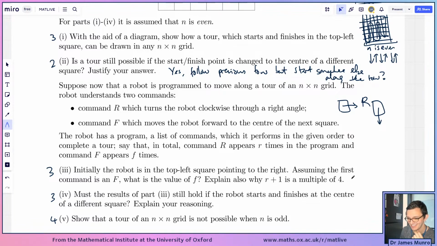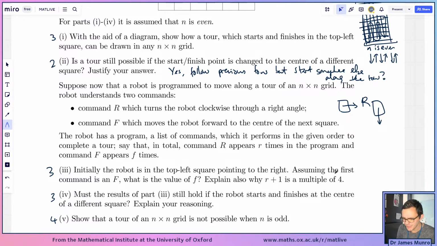Okay. The robot has a program, a list of commands performed in a given order to complete a tour. Say that in total the command R appears r times and the command F appears f times. It's moving forwards into new squares and it's going to visit every square exactly once. So it's going to have pointing to the right. Assuming the first command is an F, what is the value of little f, the number of times F appears?